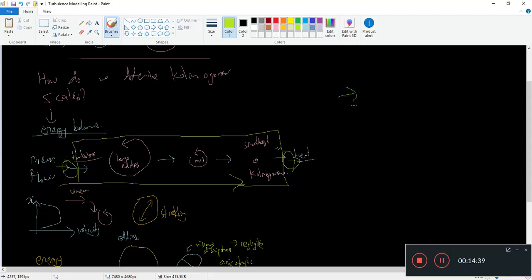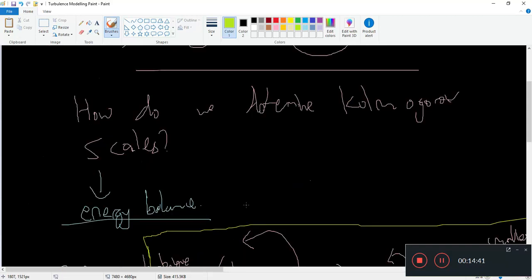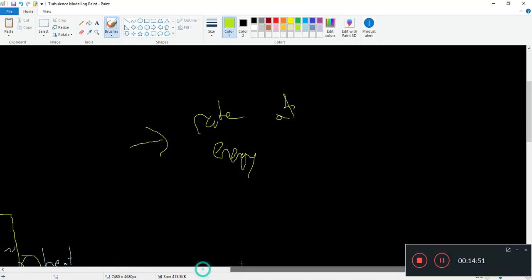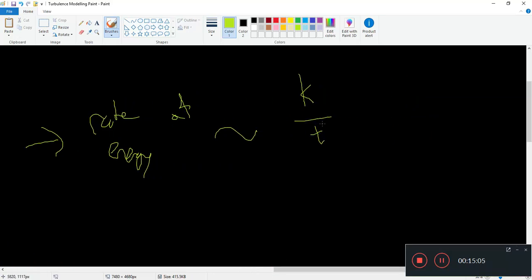So the rate of energy going in will scale as, so I'm going to use this tilde to represent scaling, some sort of kinetic energy divided by time. So this is the rate of so-called kinetic energy being fed into this eddy system or energy cascade as a function of time. So what is this kinetic energy?